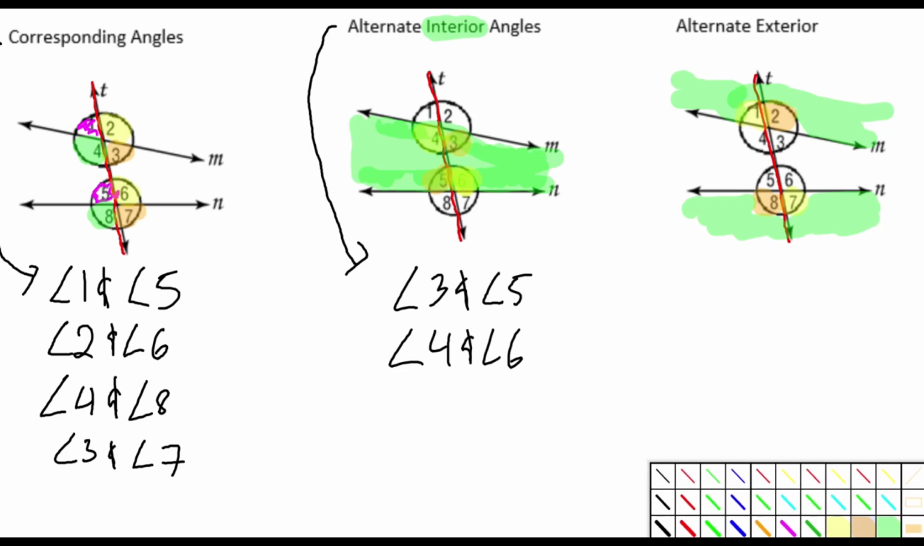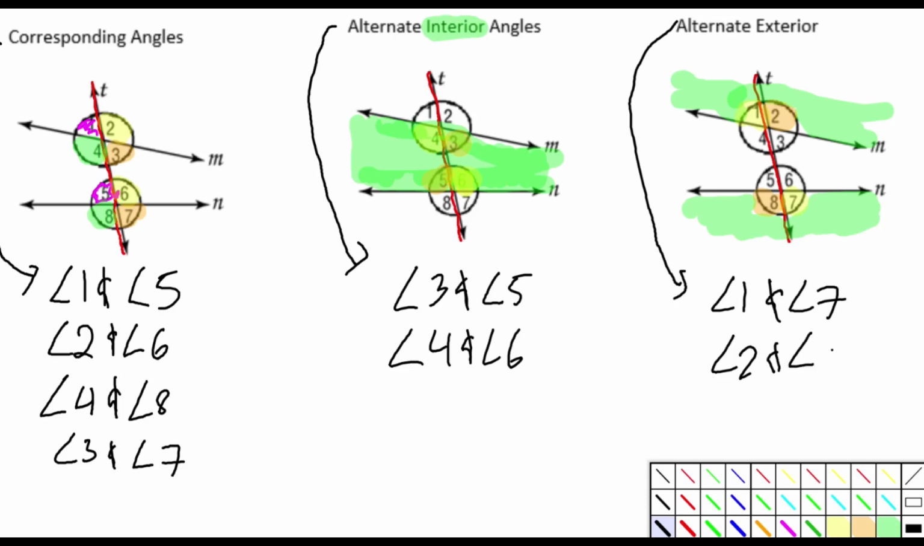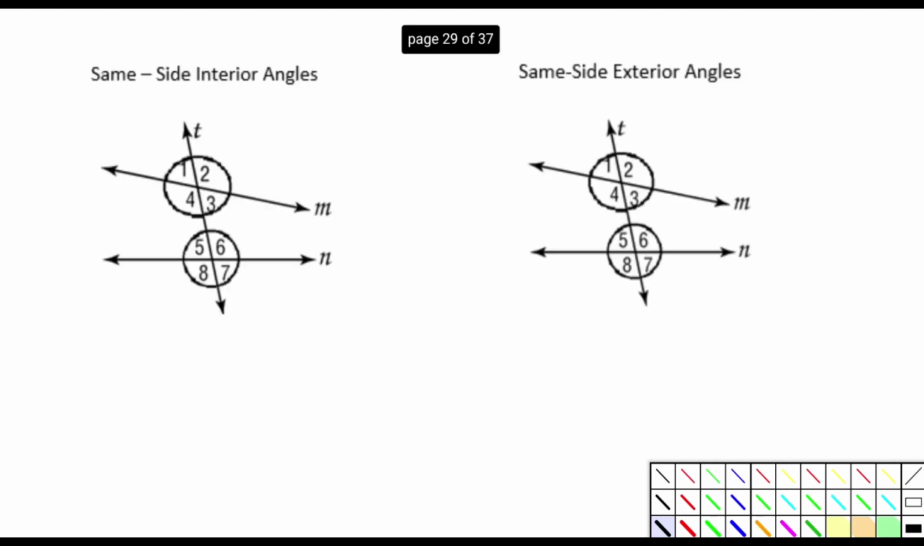All right, let's write those in. So examples of alternate exterior angles are going to be angle 1 with angle 7, and angle 2 with angle 8. So again, you notice we're writing 2 every time because we're looking for pairs. Now there's two more vocab terms that we need to know, so let's do those real quick.